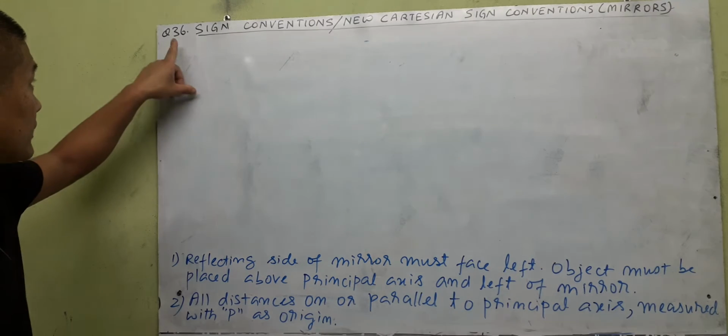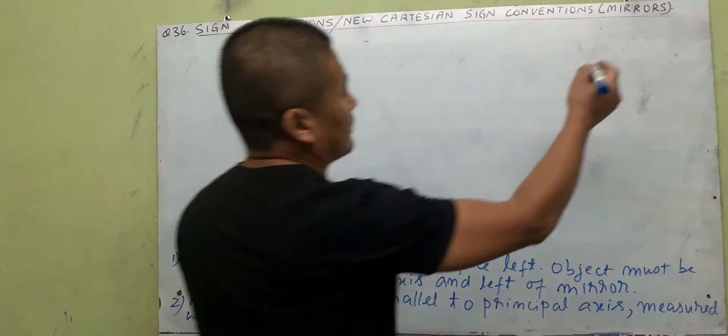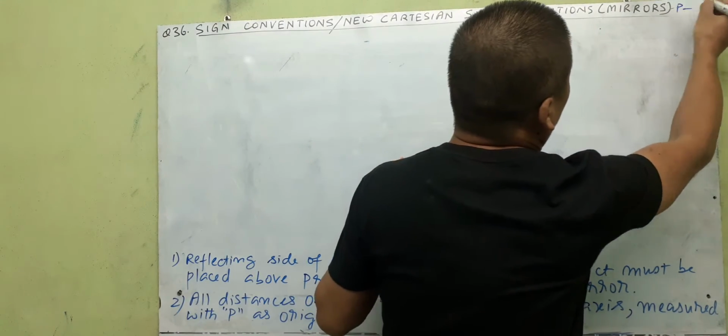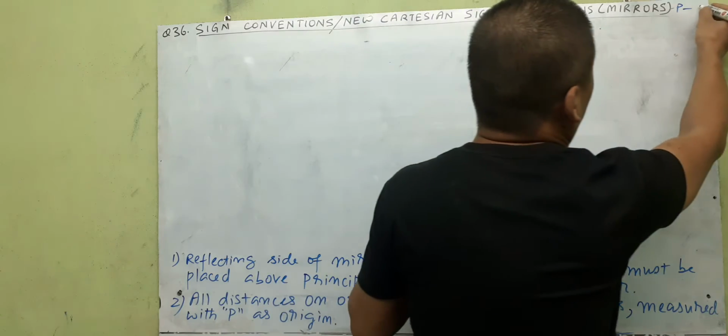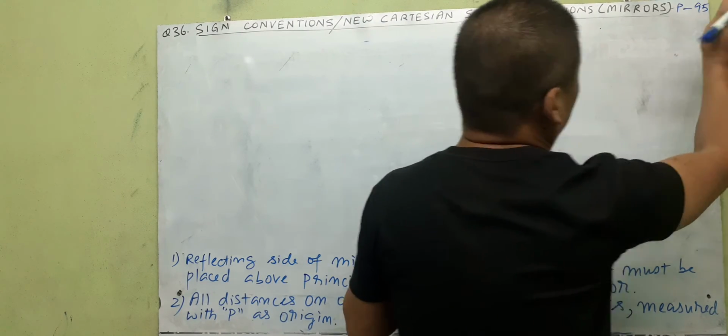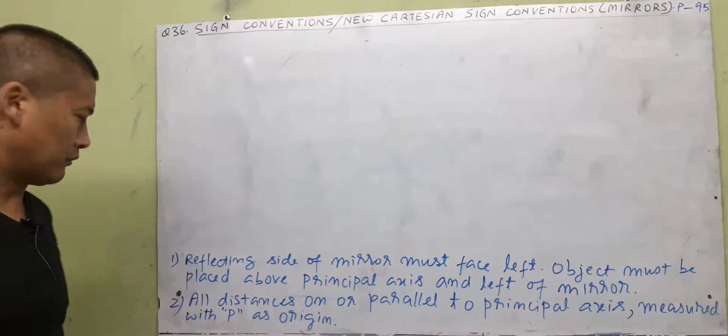Now the question here is question number 36 on your tuition note. You'll find this on page number 95, if you want to refer to your tuition note later. But even if you have the tuition note, you will also write it down.